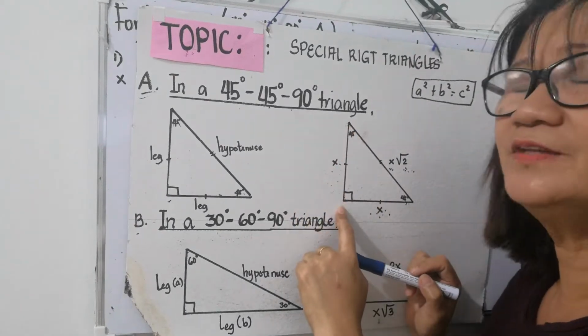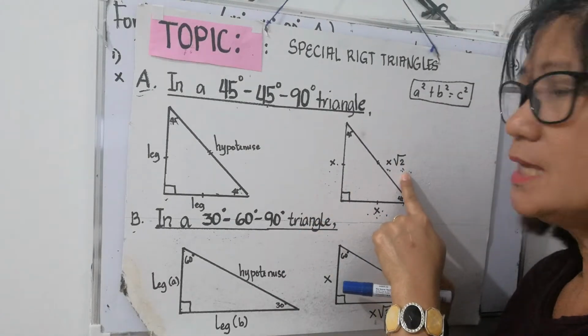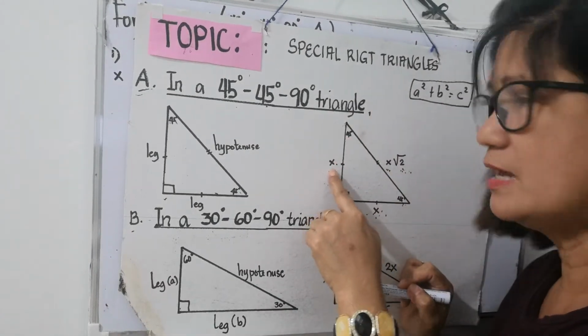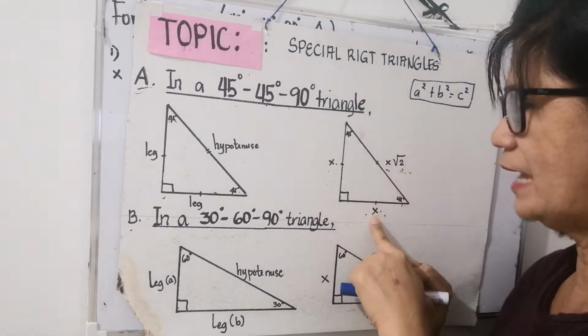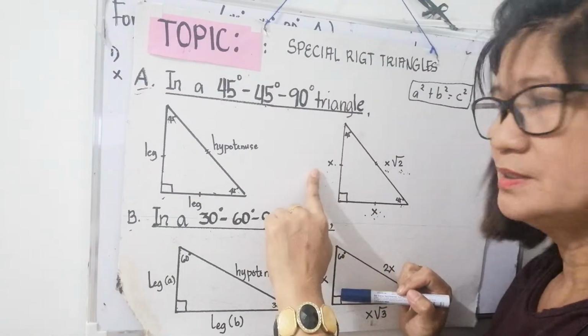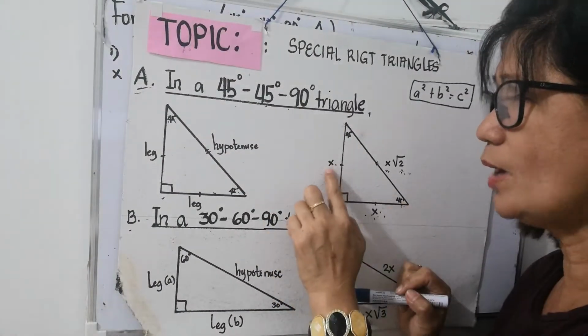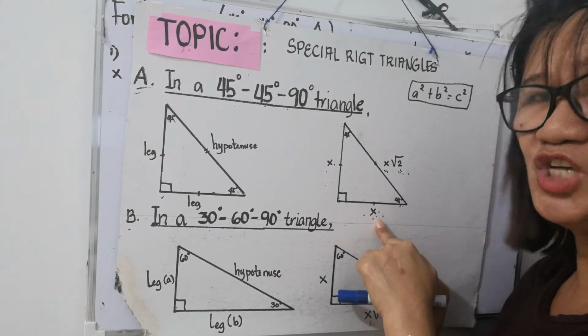If the measure of the leg is equal to x, then the hypotenuse will be the measure of that leg times the square root of 2. Okay? How about the other leg? It is also the same, no? They are the same, kasi congruent sila eh. So kung ito ay 10, ito dapat 10 din.